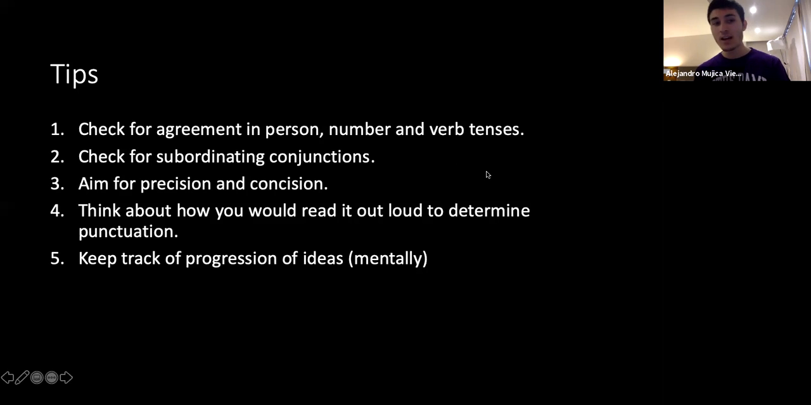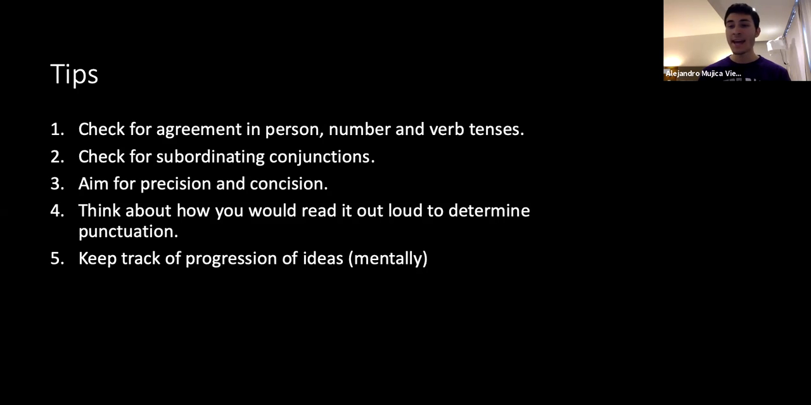Okay, number 2, checking for subordinating conjunctions. If you remember that last class, when we went over one passage of the writing test, there was this sentence that began with "because," and since it began with "because," we knew what the answer was going to be. So that brought to mind that you have to check for subordinating conjunctions, because a lot of the time that can help you solve questions about joining clauses or using transition words or punctuation. Okay.